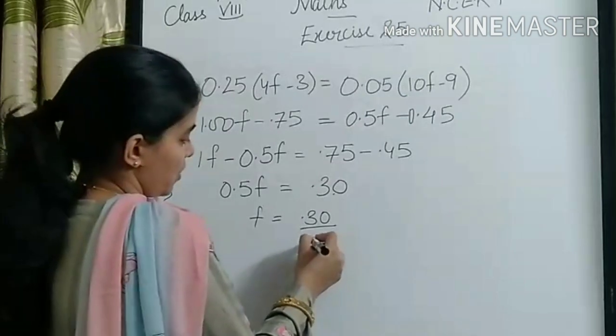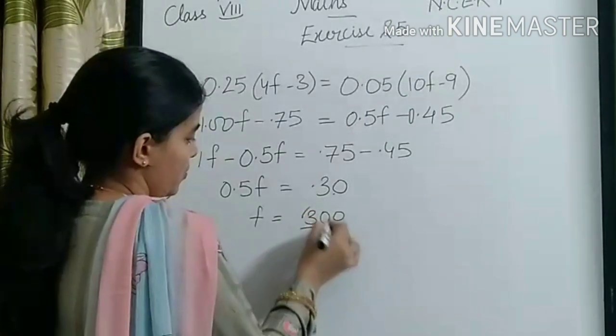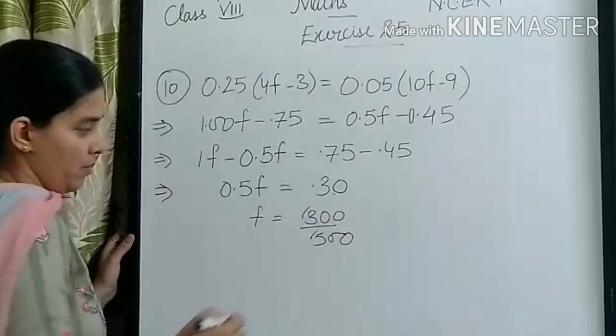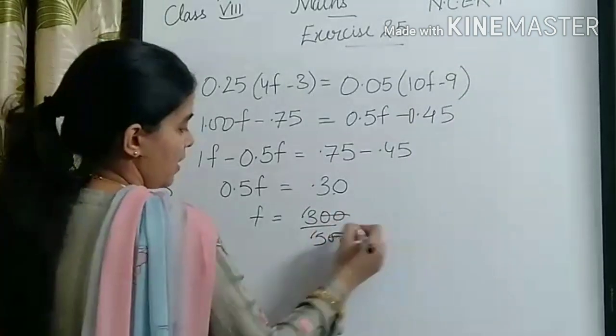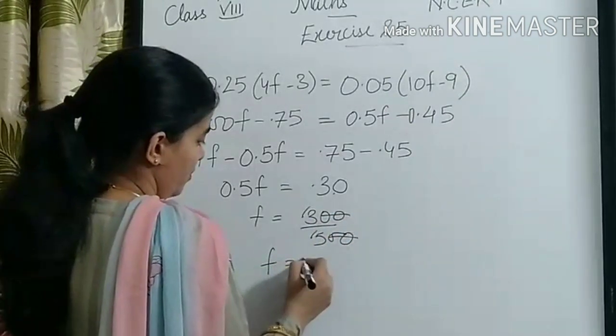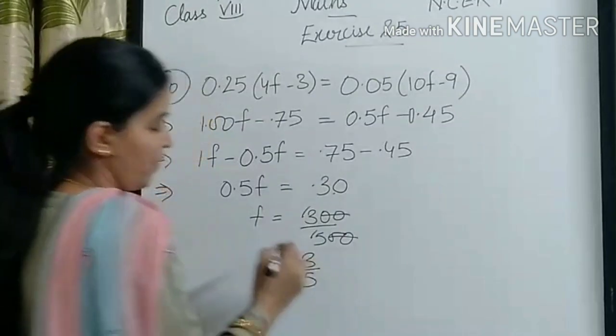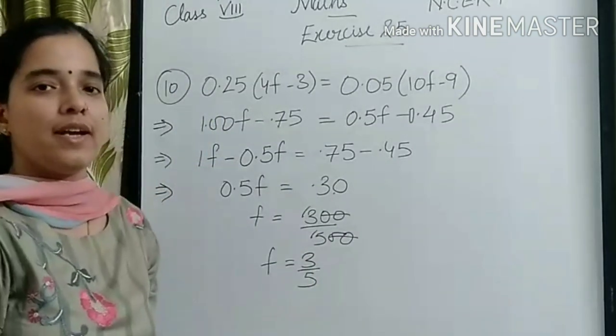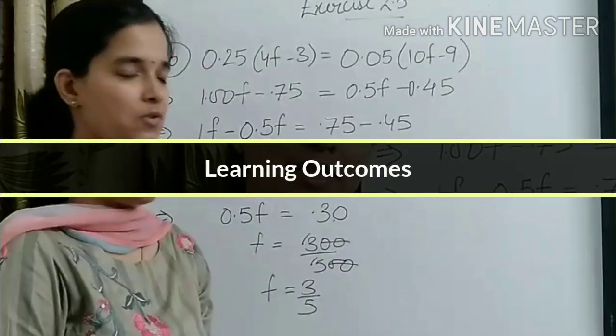So just take out this point, 1 zero will come. This point if you take out, 2 zeros will come. So these will cancel out and f will be equal to 3/5. 3/5, or you can write it as 0.6.